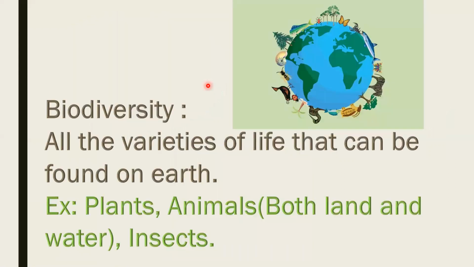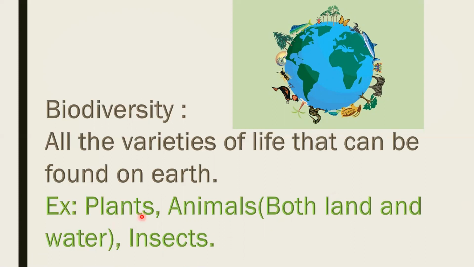Now let's see what is biodiversity. I again want you to pause the video after I tell you the meaning. Write this up, meaning of biodiversity, in your book. Okay, so biodiversity is all the varieties of life that can be found on earth. Example, plants, animals, both land and water. Why did I write both land and water? Some animals stay on land and some animals stay in water, right? Like sharks, like fishes, they stay in water. So they also come under biodiversity.